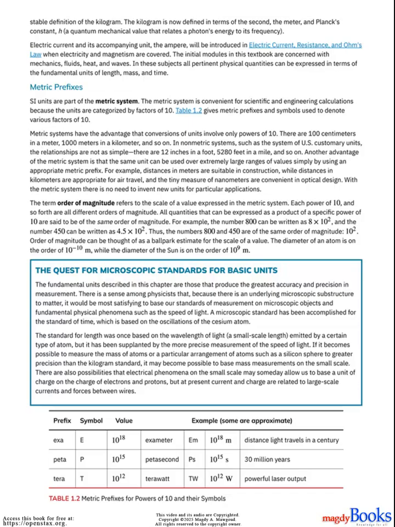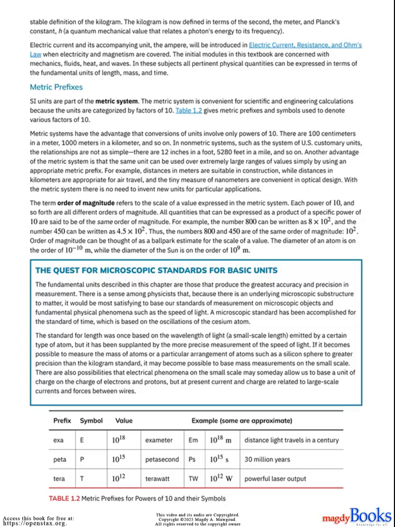1.2.4. The quest for microscopic standards for basic units. The fundamental units described in this chapter are those that produce the greatest accuracy and precision in measurement. There is a sense among physicists that, because there is an underlying microscopic substructure to matter, it would be most satisfying to base our standards of measurement on microscopic objects and fundamental physical phenomena such as the speed of light.